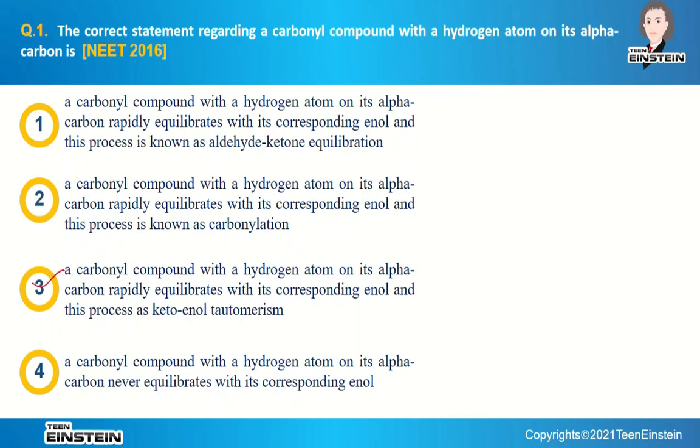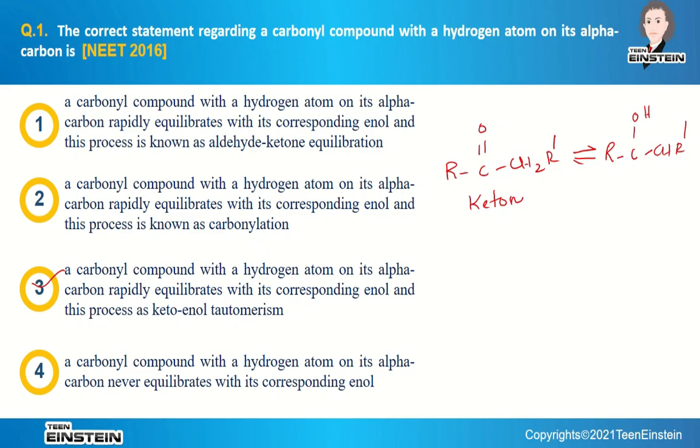A carbonyl compound with a hydrogen atom on its alpha carbon rapidly equilibrates with its corresponding enol, and this process is known as keto-enol tautomerism. I will show you an example of keto-enol tautomerism. Here we take a ketone form, C double bond O, CH2, dash. Here this is a ketone which undergoes tautomerism and forms enol.